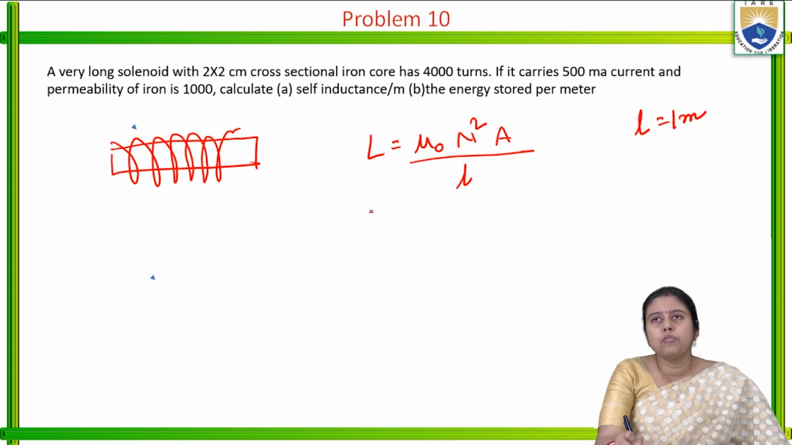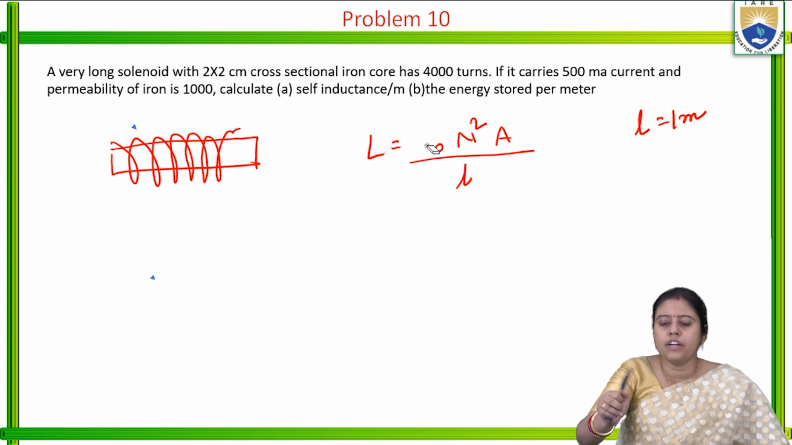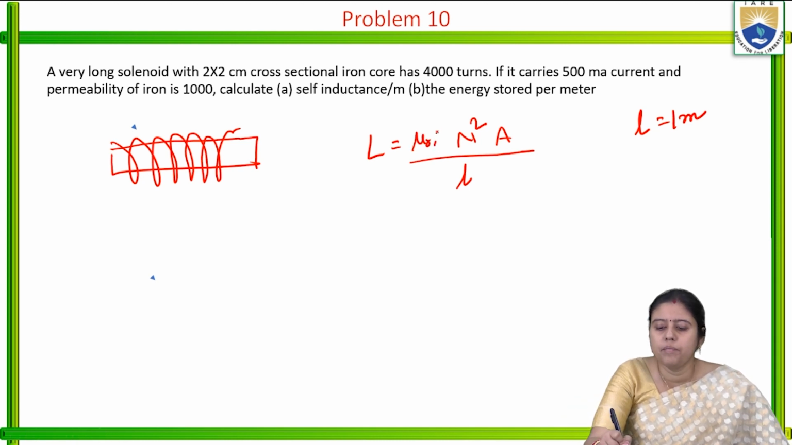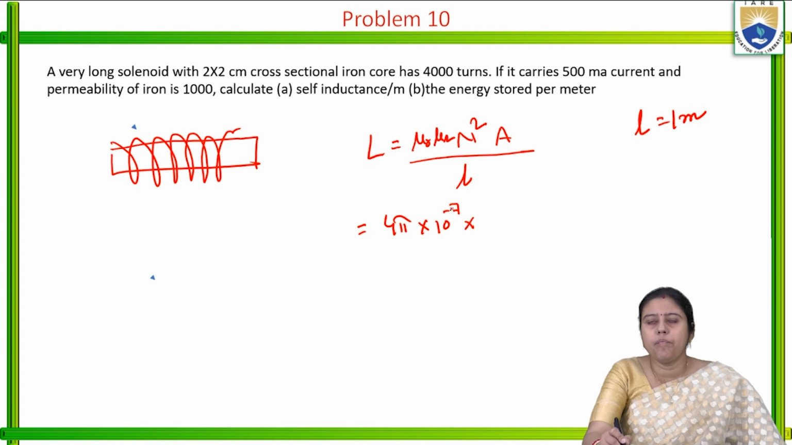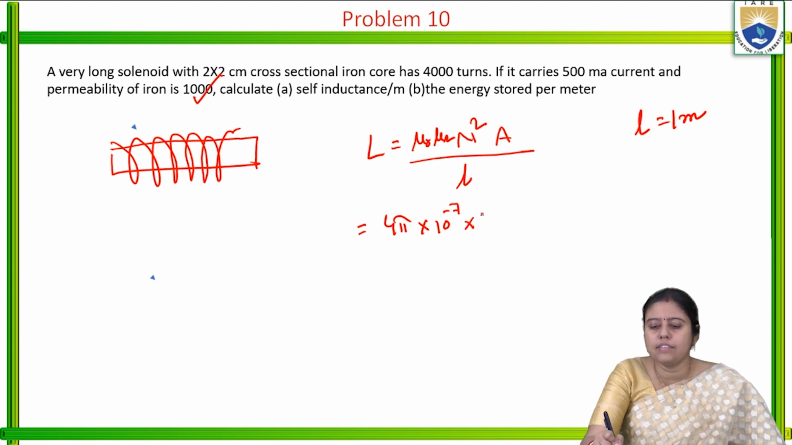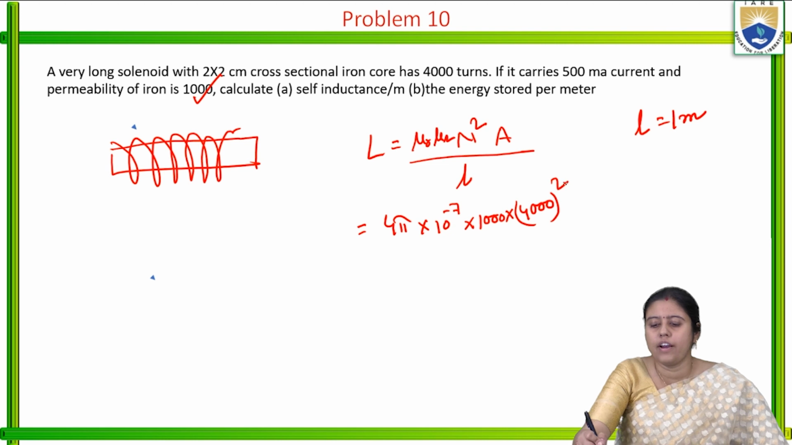Mu naught here actually it is not mu naught, it will come as mu, and it is mu naught mu r. What is the value of mu naught? 4 pi into 10 to the power minus 7. What is the value of mu r? Mu r value is given as 1000. What is the value of N square? N square is 4000 square, into A. A is 2 into 2 centimeter.